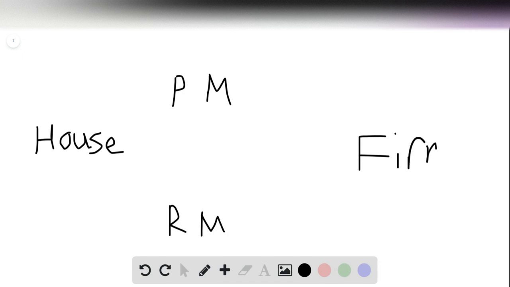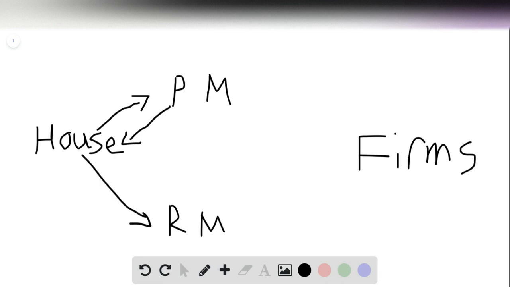Now you can add other things onto this curve, but essentially the circular flow diagram is just showing the ways that households interact with each of the following market players. So households interact with the product market in a given way, the product market interacts with households, households interact with the resource market, and the resource market interacts back.